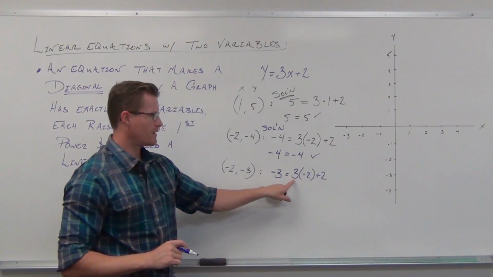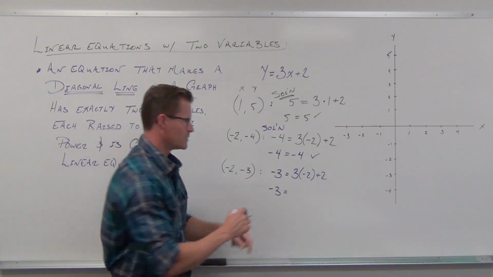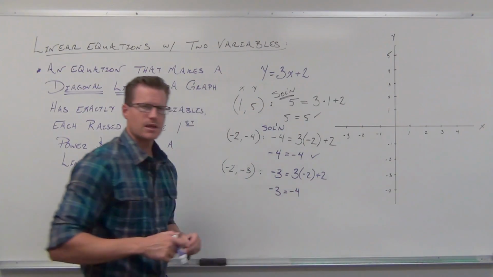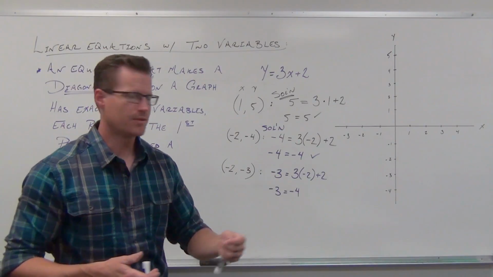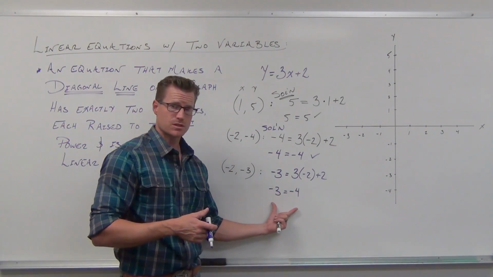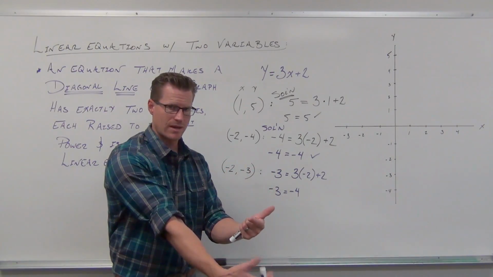On the right-hand side, we have 3 times -2. Well, okay, it's the same as this. It's going to be -4. Is that a true statement? Well, no. What that tells you is that this point created a false statement. This point is not a solution. Solutions create true math statements.